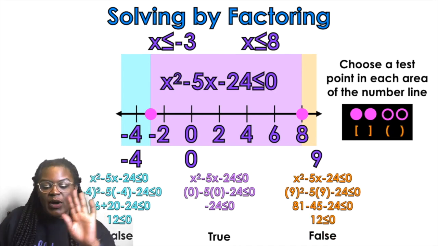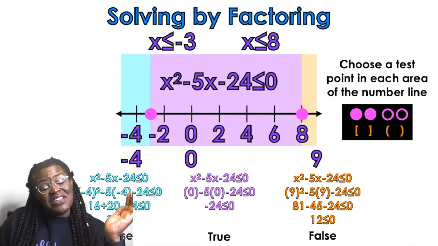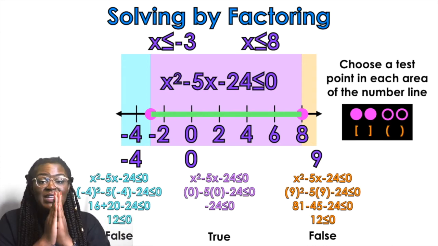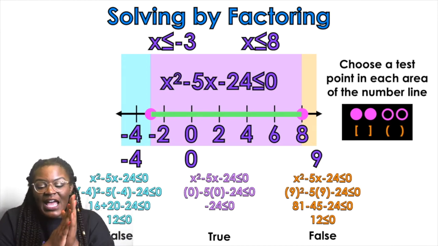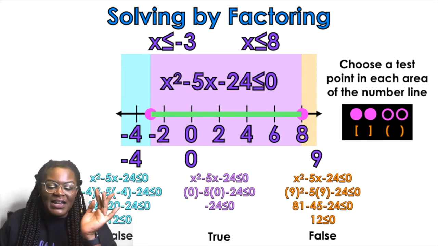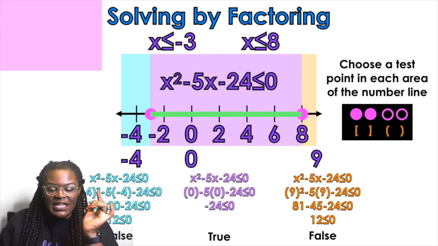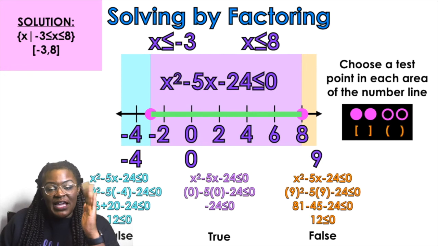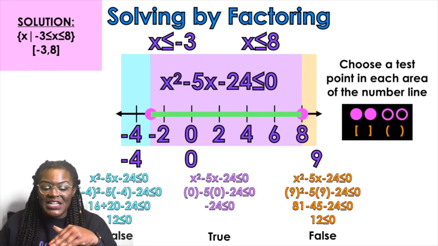False. So my orange area is not going to work. The only area that works is purple, so I'm going to highlight the purple area of my number line. And now that I have that, I'm going to go ahead and display my answer. There's my answer in set notation and in interval notation.